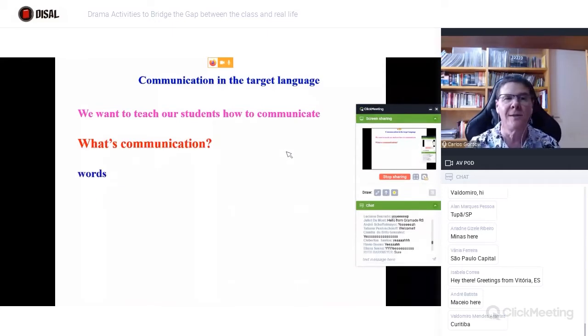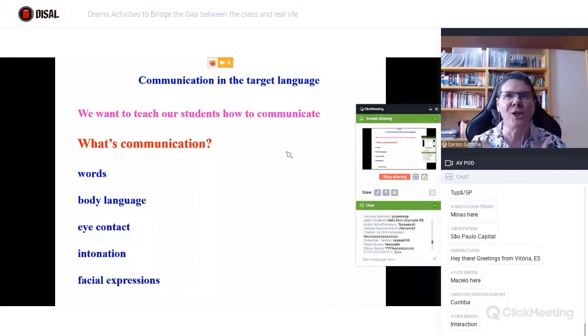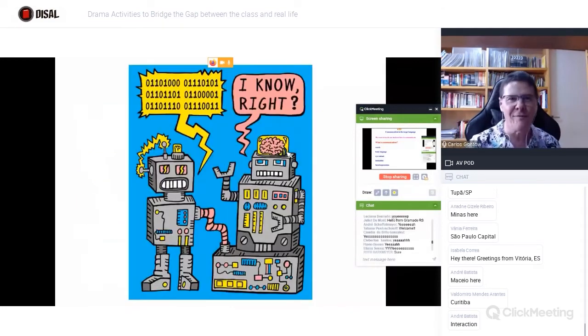Communication means the words, right? But it also means the body language. It also means eye contact when you look at the person. Or if you don't look, you are also communicating something. Intonation and facial expression. Everything is part of communication.